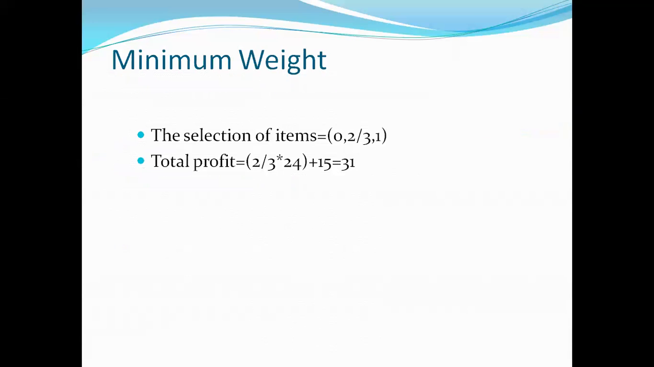Similarly, by the minimum weight approach, the item selected is the third item because it has the least weight, 10 kgs. Out of 20, 10 kgs are used, so the remaining capacity of the bag is 20 minus 10, which is another 10 kgs. The next least weight is item 2, which weighs 15 kgs. So 2/3 of the 15 kgs is 10 kgs, hence 2/3 of the second item is taken. The total profit obtained is 2/3 into 24 plus 15 from item 3, which is collectively 31 rupees. A total profit of 31 rupees is gained from the minimum weight approach.